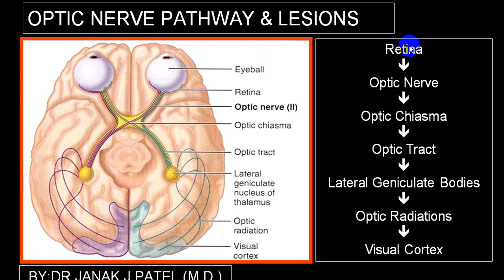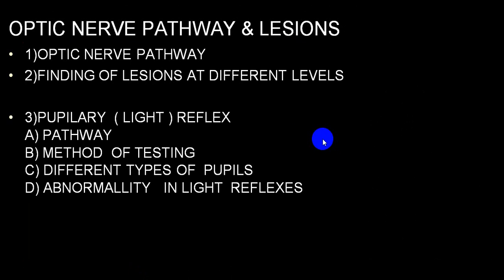So when light falls on the retina, that impulse is converted into an electrical impulse, traveled by the optic nerve. Some fibers, that is nasal fibers, only cross to the opposite side, while temporal fibers remain on the same side. So that impulse will travel to the optic tract, lateral geniculate body, optic radiation, occipital cortex. So this will be the way the impulse will travel. We'll be dealing in detail.